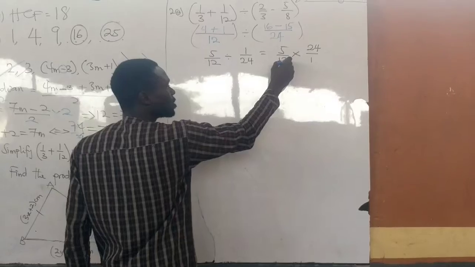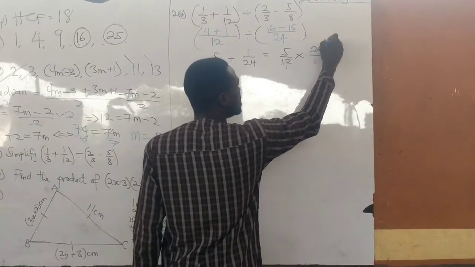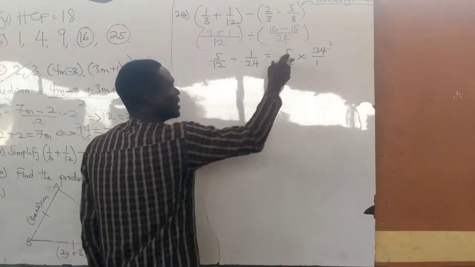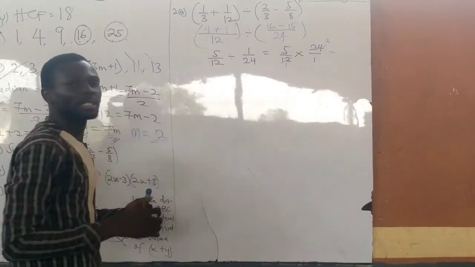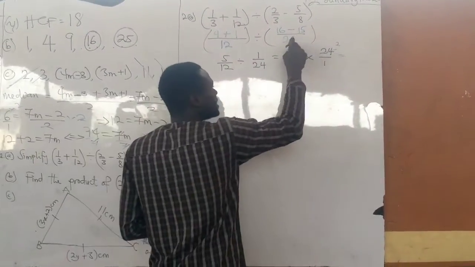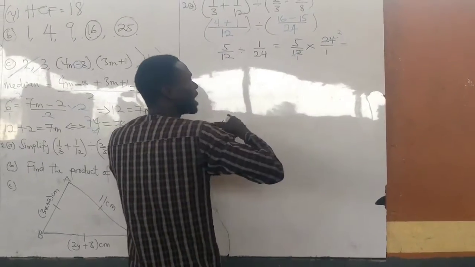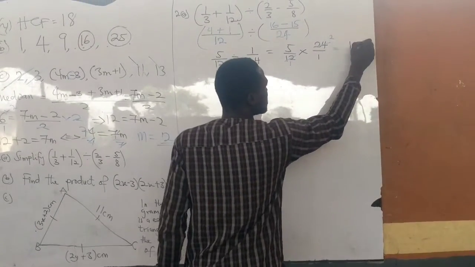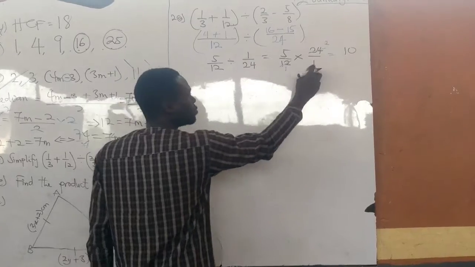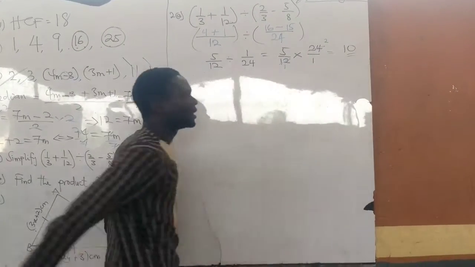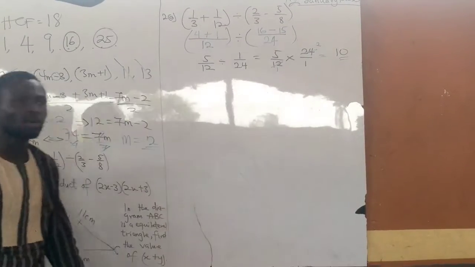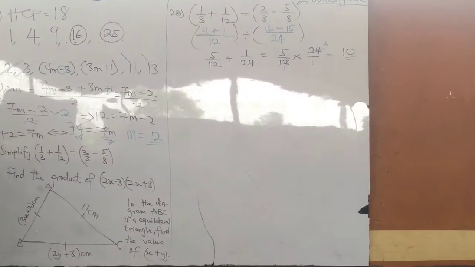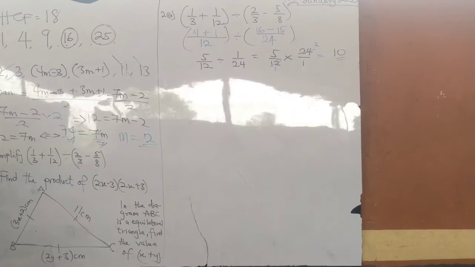12 into 12 is 1, 12 into 24, 2 times. There is no number that can divide again, so we multiply. 5 times 2, which is the numerator, times this numerator, which is now 2, is 10. And 1 times 1 is 1. So the value for simplifying this is equal to 10. That is for question 2A.